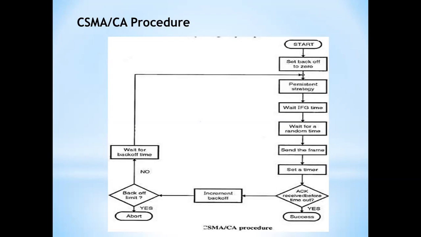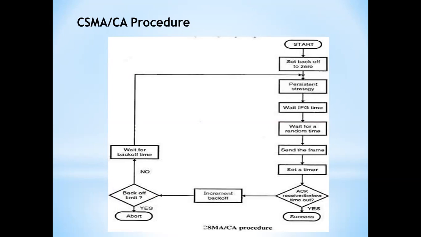The station ready to transmit senses the line by using one of the persistent strategies. As soon as it finds the line to be idle, the station waits for a time equal to the IFG, that is interframe gap. It then waits for some more random time and sends the frame.